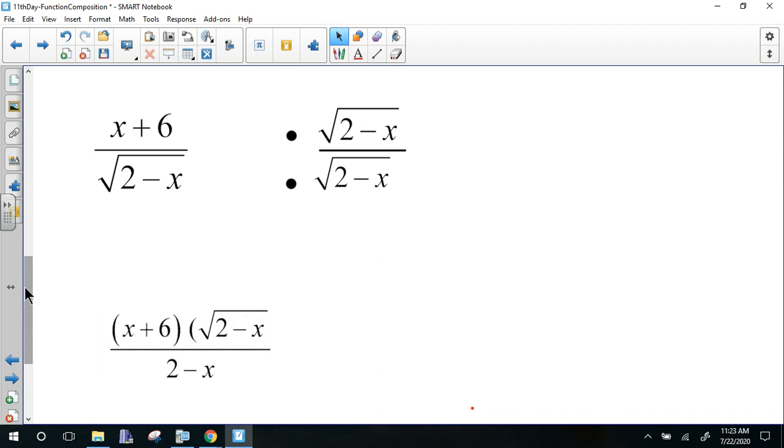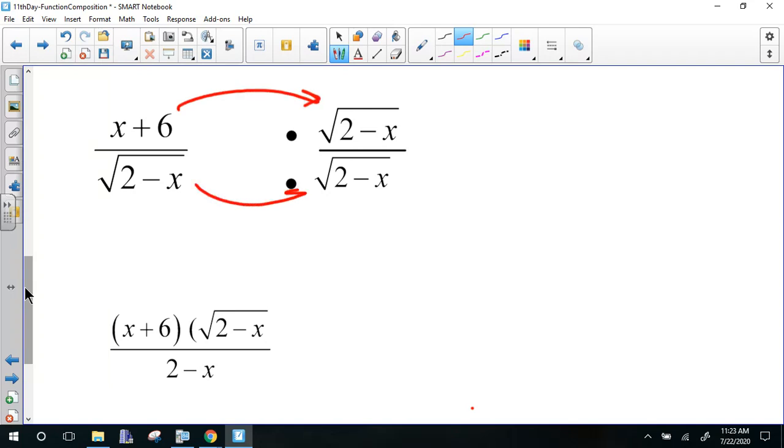So I've got top times top, bottom times bottom. Okay, we've got x plus 6 times the square root of 2 minus x. And when I multiply the square root of 2 minus x times the square root of 2 minus x, I get just 2 minus x.